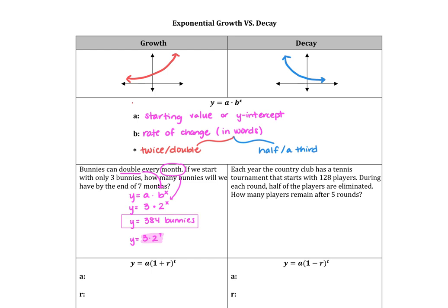Now remember, we talked about the fact that this is an example of growth, so make sure that your answer makes sense. If I started with 3 bunnies and I'm up to 384 bunnies, that shows that it is getting bigger, so I know I've done it correctly.